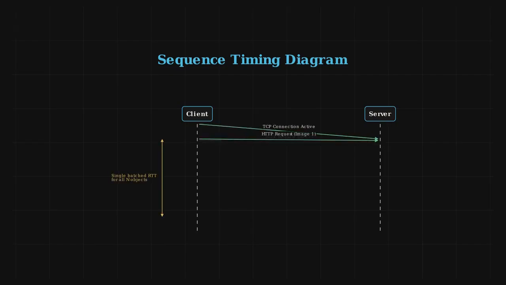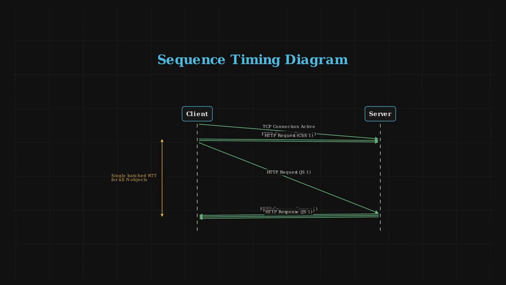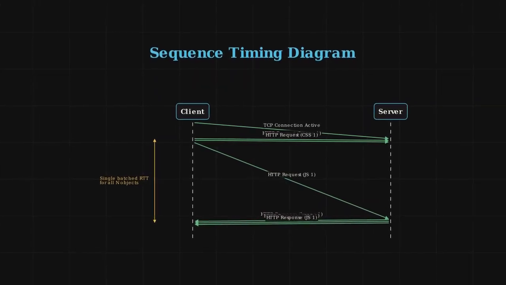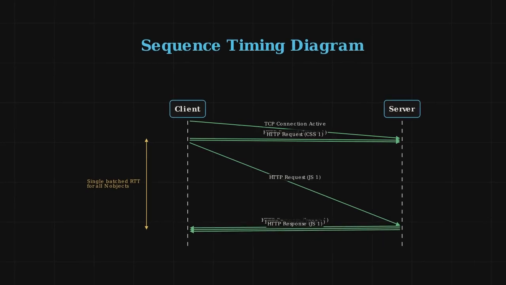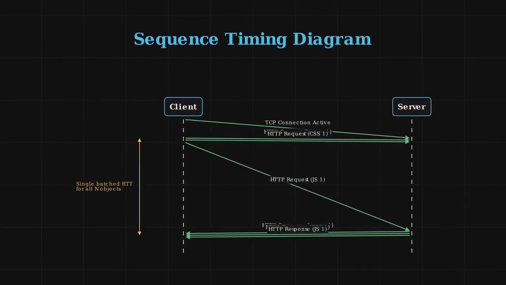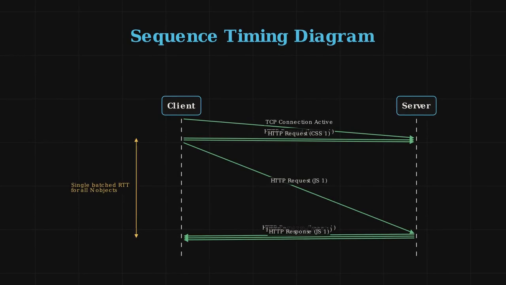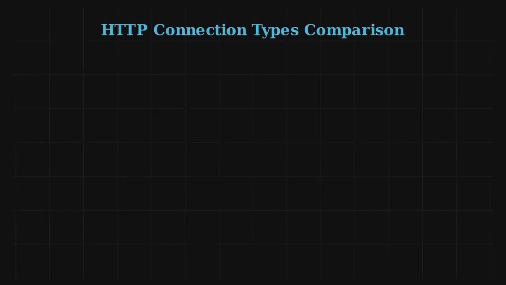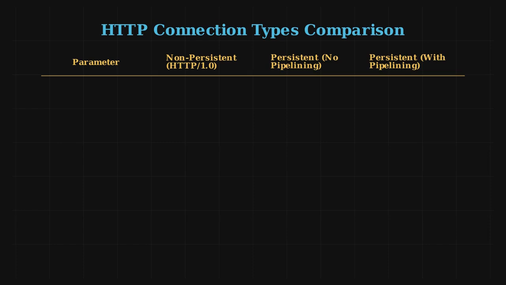In persistent connections with pipelining, the client does not wait for a response before sending subsequent requests, but rather sends multiple requests back-to-back. The server processes them and replies sequentially. This reduces the total handshake and transmission delay for all n objects down to essentially a single RTT after connection setup.